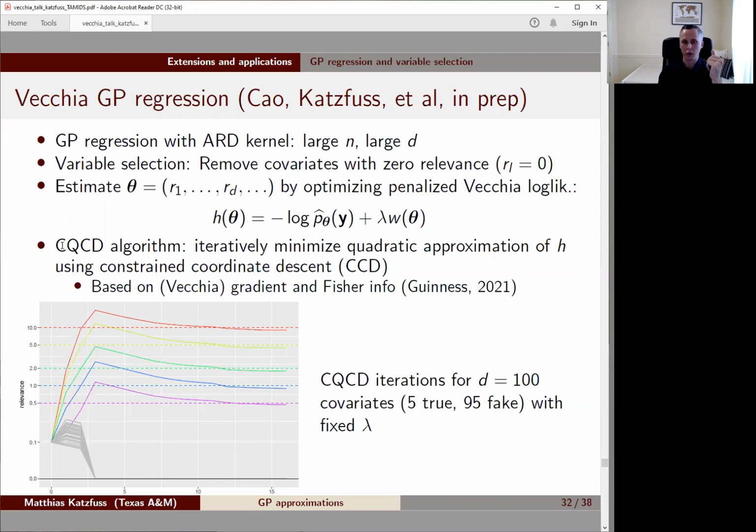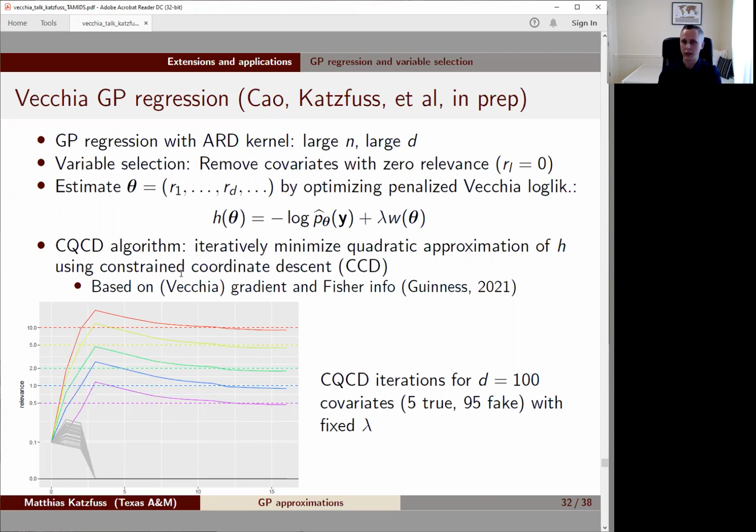And so we have an algorithm that we call CQCD, which essentially iteratively minimizes a quadratic approximation of this objective function using constrained coordinate descent. If none of these things mean anything to you, then don't worry about it. Basically, we're trying to find the minimum of this function here using this algorithm. And the important thing is, within these algorithms, we iteratively need a quadratic approximation of h.